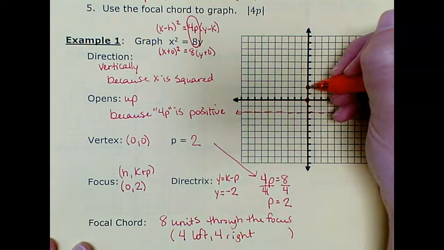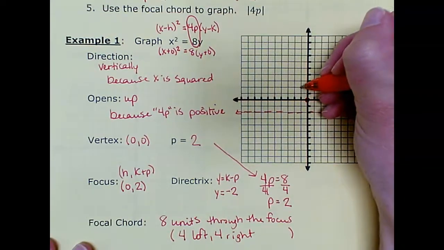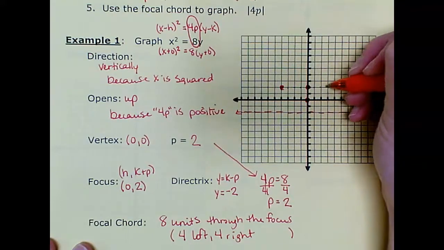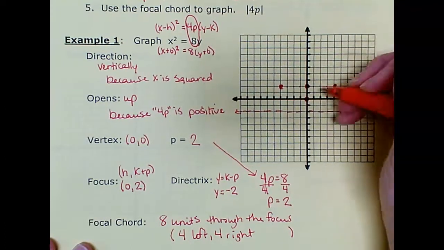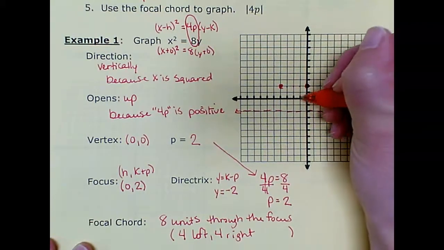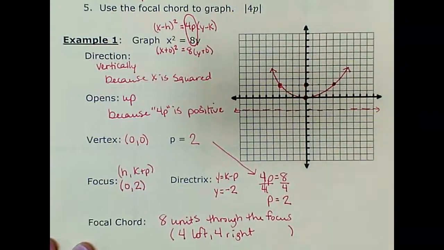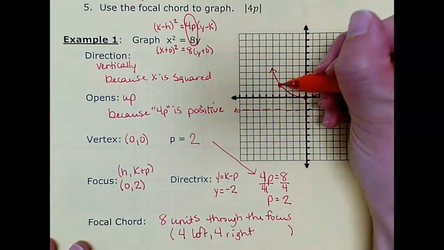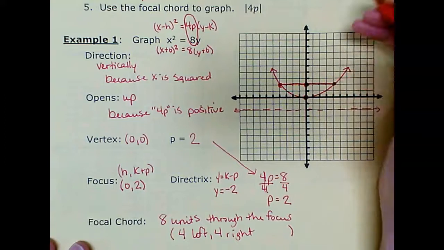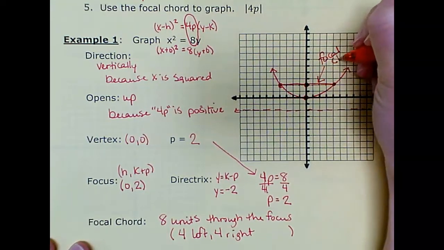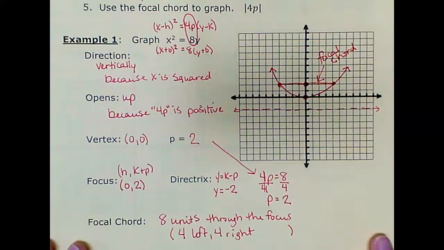So I'm going to go from my focus and count 4 units to the left, 1, 2, 3, 4, and 4 units to the right, 1, 2, 3, 4. And through my vertex, I'm going to go through the endpoints of my focal chord. So this right here, this is my focal chord. Okay.